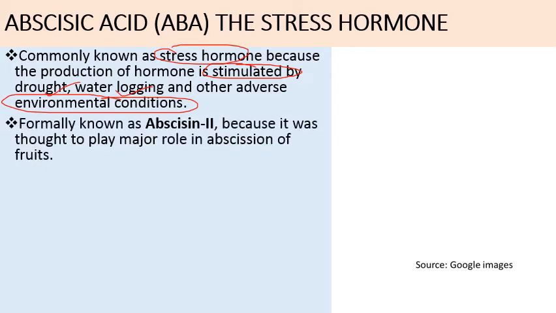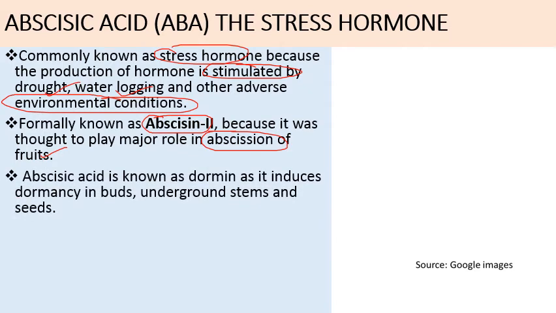It was formerly known as Abscission II because it was thought to play a very important role in abscission of plant parts like fruit, leaves, and other parts. So that's why it was formerly known as Abscission II. It is also known as dormin because it is thought to induce dormancy in buds and some seeds and underground stems. So that's why this is also known as dormin.